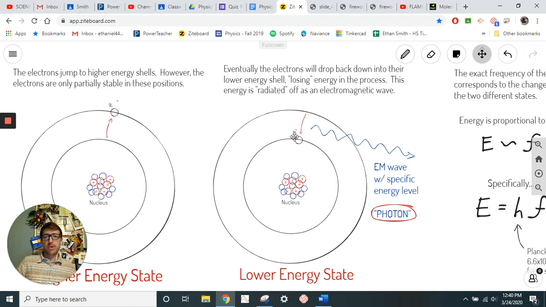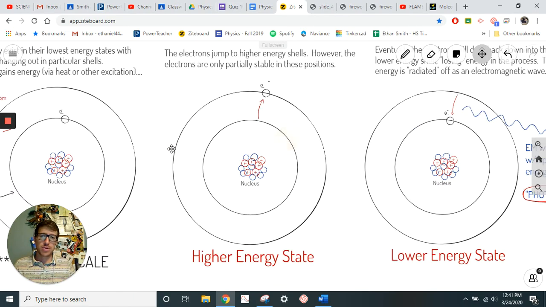Say lose, because we remember conservation of energy. It cannot be created nor destroyed. So that kind of lost energy is actually just radiated off as an electromagnetic wave, right? Now that electromagnetic wave has a specific energy level. You'll see the term photon, which is like a little bundle of energy that travels in a wave-like function. It's essentially just a wave, but sometimes you'll hear it referred to as a particle or a packet of energy. You'll hear the term photon, so I just wanted to introduce that.